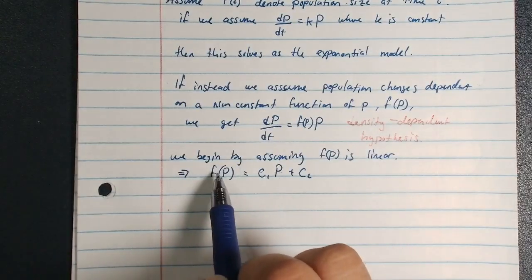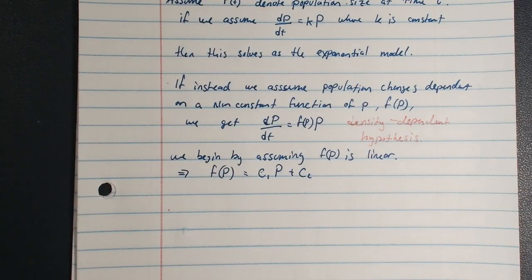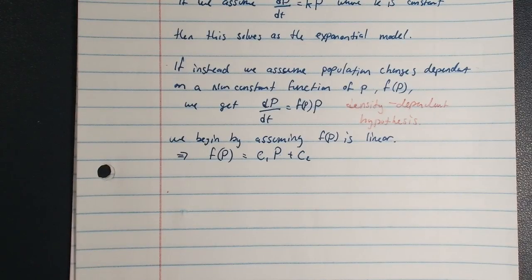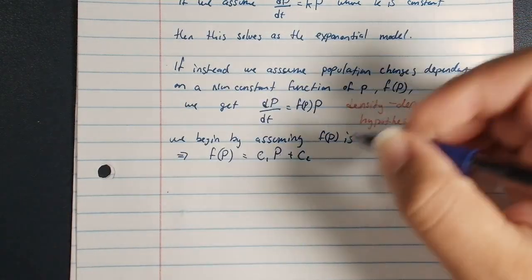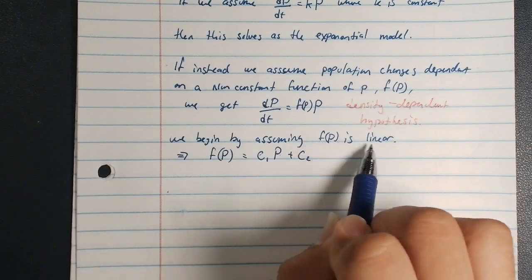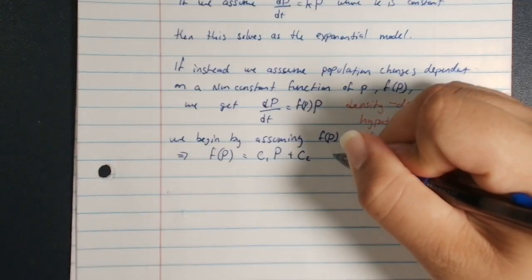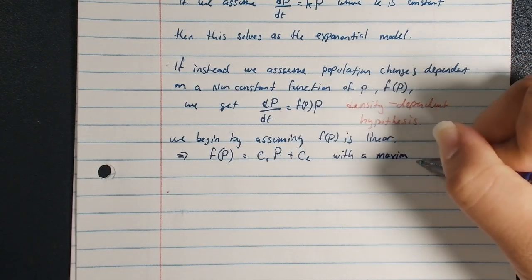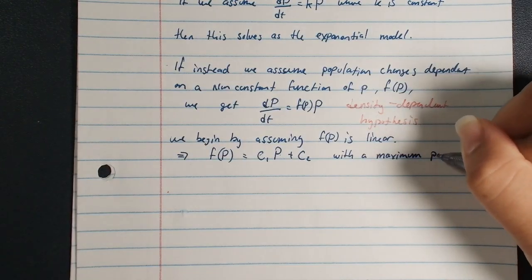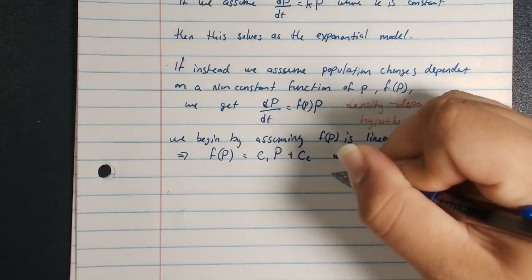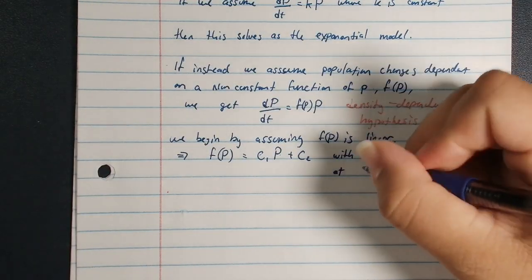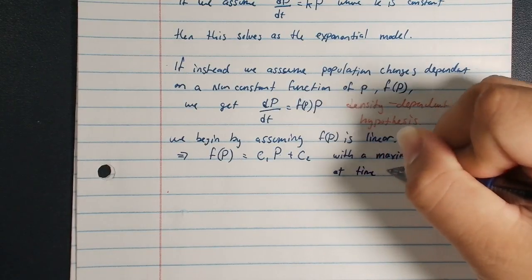Right? This p is the variable of our function, but C1 and C2 are just some constants. They're some numbers. Where are those going to come from? Well, we have some conditions on our population, which we should probably denote here. So we begin by assuming f of p is linear, which again gives us this, with a maximum population at some time which we'll call k, at time t equals k.